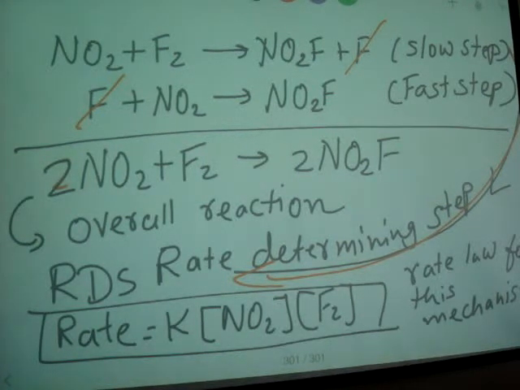So, what is a reaction intermediate? Now remember, in this one, this fluorine cancels out, right? That's called a reaction intermediate. It's produced in one step, and in the second step, it's used up. But in the final equation, you don't see it, right? So, I'm going to define reaction intermediate.